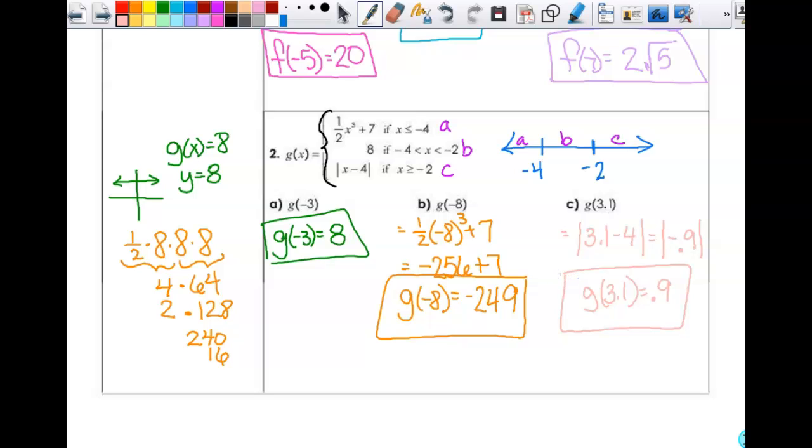Easy enough? Questions? On Delta Math, you're going to have to evaluate from a graph also. So on a graph, if I say, what is g of negative 3, you find where x is negative 3, figure out what the y value is. That's all you're doing. Okay? We good? Easy enough? Any questions at all? That's it. That's all we're doing.